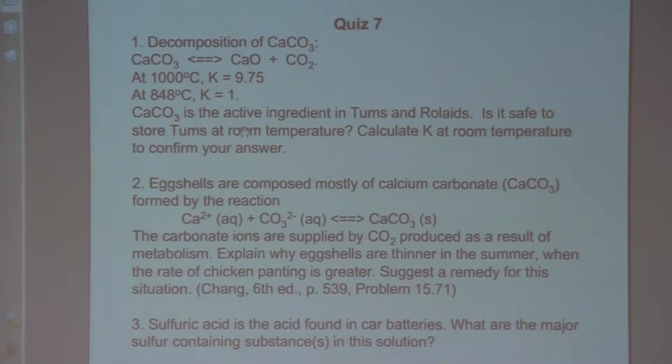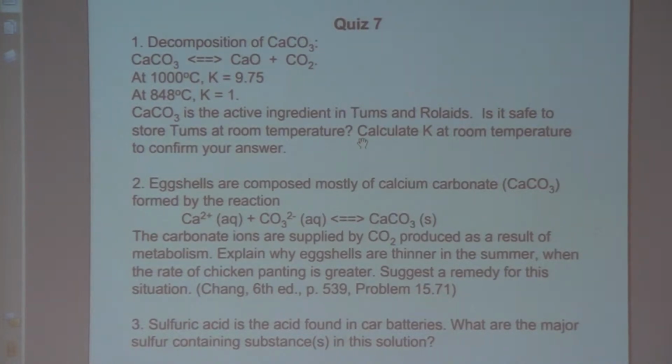Okay, so at room temperature, we're even lowering the temperature more from 848 degrees to 25 degrees. Is it safe to store calcium carbonate or Tums at room temperature? Yes, it should be, because we would expect the equilibrium constant at room temperature to be bigger than 1 or less than 1. It should be less than 1, quite a bit less than 1 in this case.